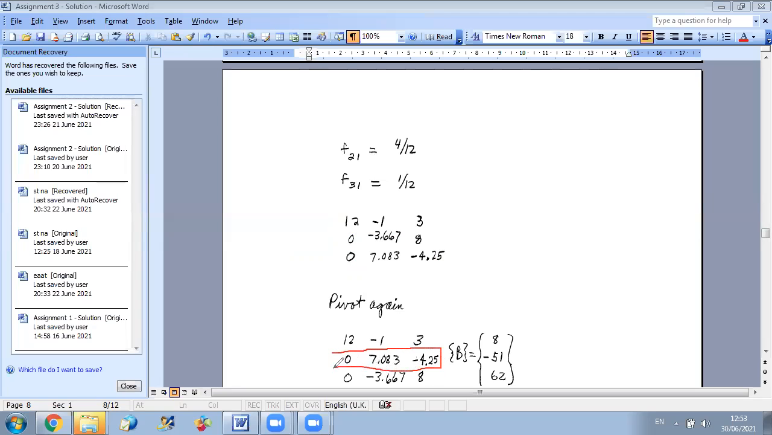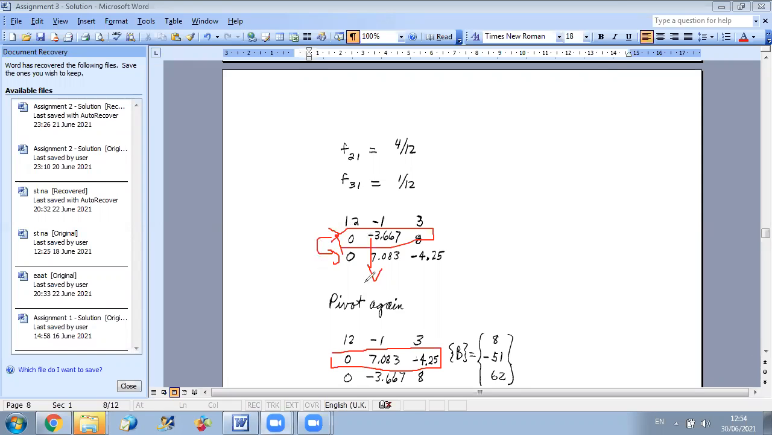I should always check if this pivot element is larger or not than all elements below it. Here is the matrix, so this is my pivot equation. I don't look at elements above it, just at elements below it. 3.667 in absolute value is smaller than 7.083, so I should pivot 2 and 3, and now this is my updated matrix.